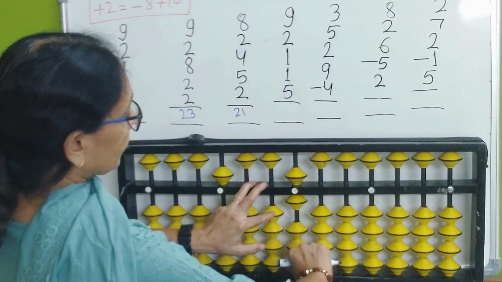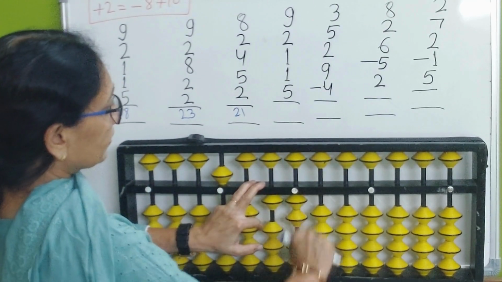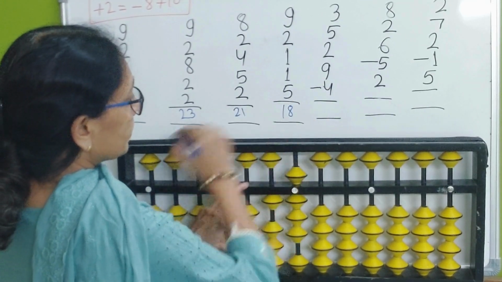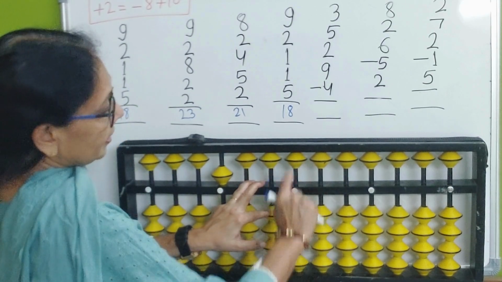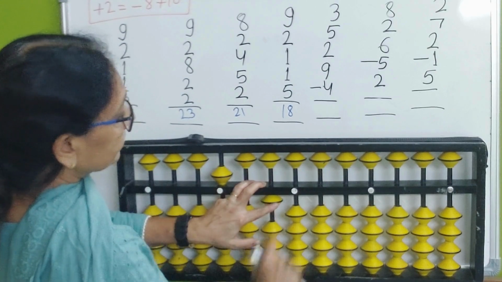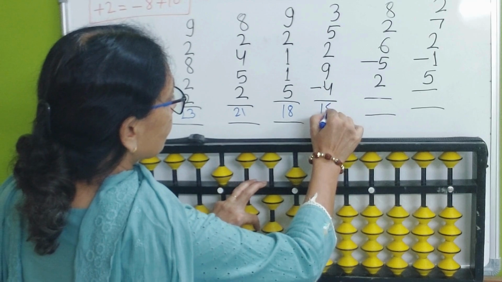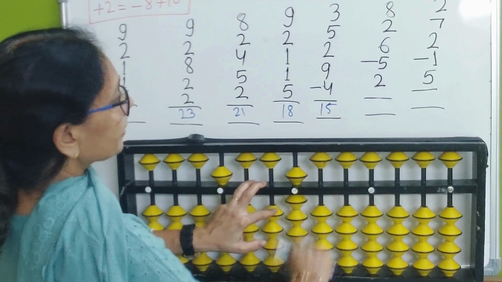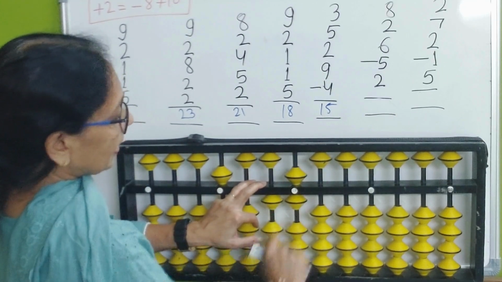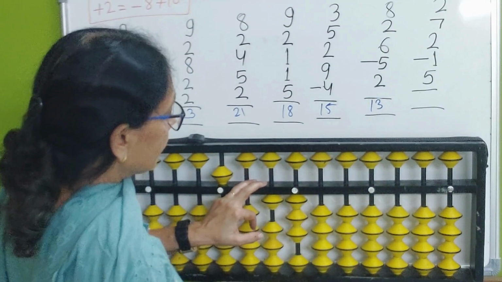Next question. 9 add 2. Less 8 add 10. 1. Again 1. 5. So 10 and 8, 18. Next is 3 add 5. Add 2. Less 8 add 10. Add 9. Less 4. So this is 15. 8 add 2. Less 8 add 10. 6. Less 5. Add 2. So this is 13.